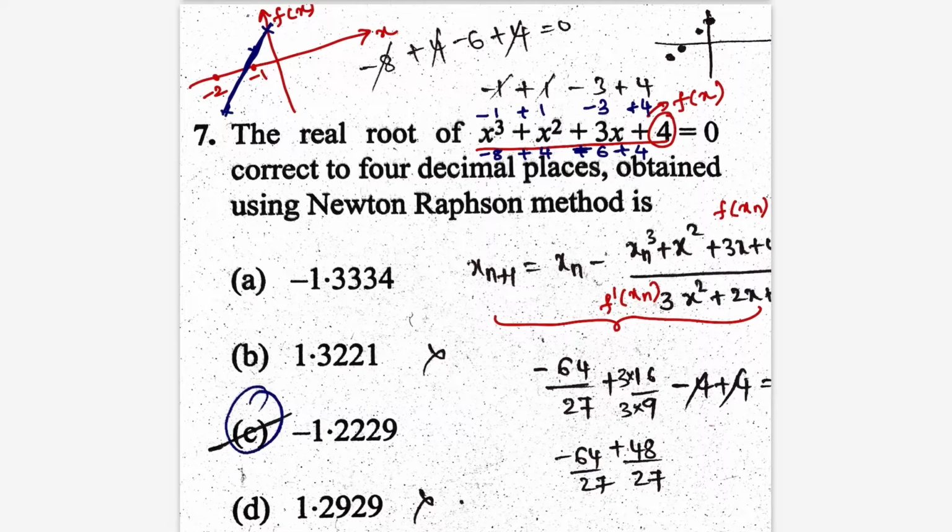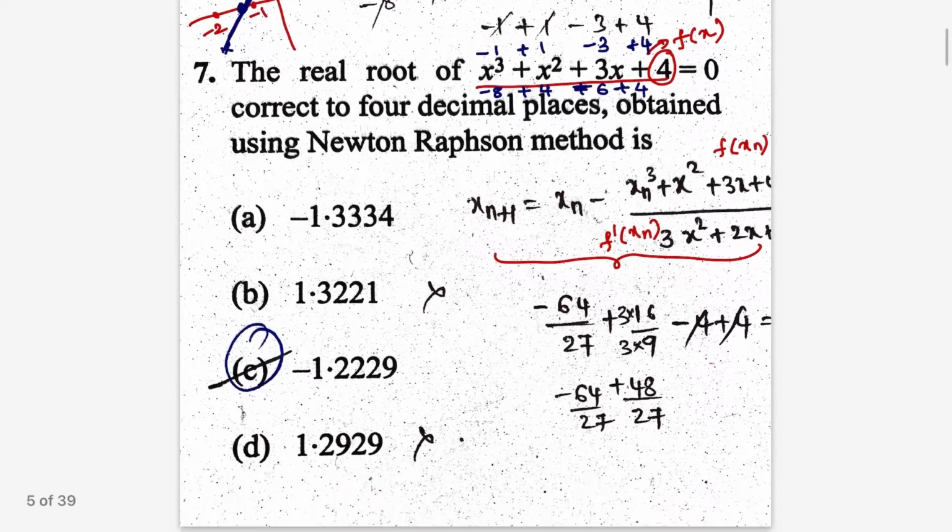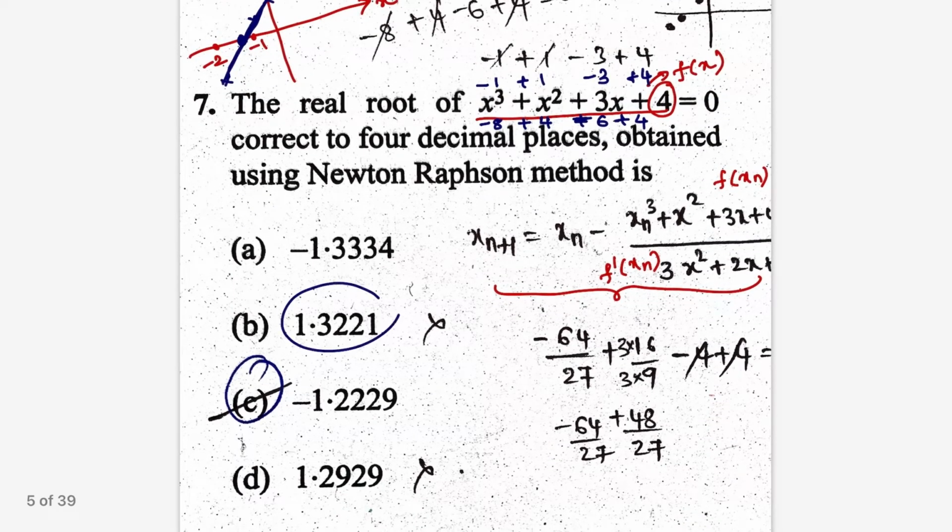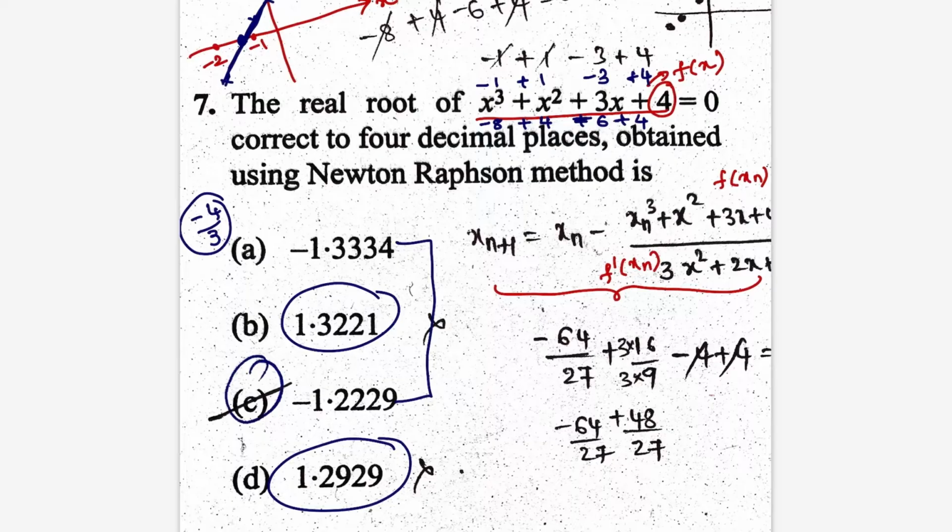So the value of x for which f of x is 0 lies between minus 1 and minus 2. So this gets eliminated and this gets eliminated. So the confusion is between these two options. So let's assume x is minus 4 by 3, which is nothing but minus 1.33.